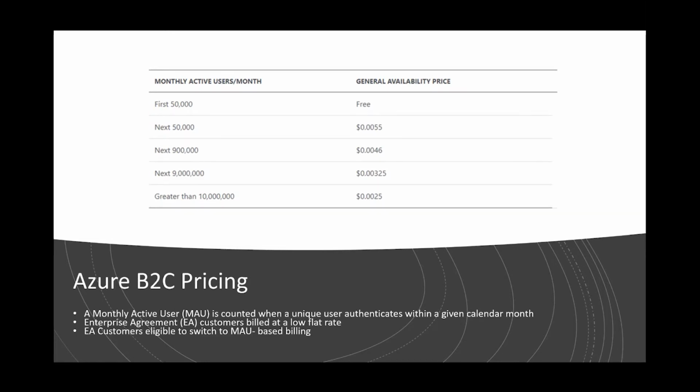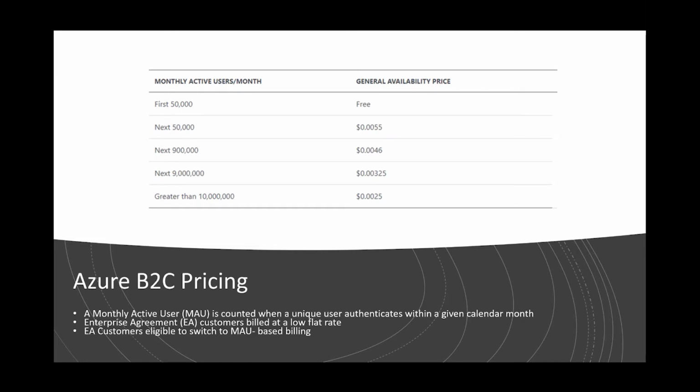So the first 50,000 monthly active users are free, and the definition of a monthly active user is someone that logs on during that time. It doesn't matter if they log on one time or 1,000 times within that monthly span, they count as one user. So the first 50,000 users in a month are free, and the next 50,000 are 0.0055 cents. And then we've got these other cost tiers here based on numbers.